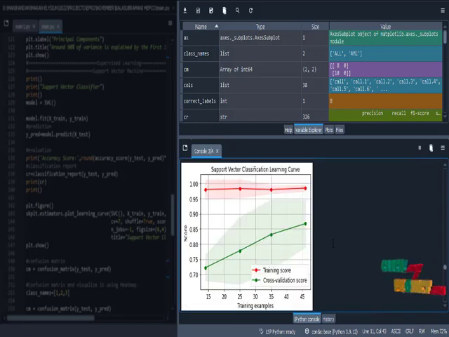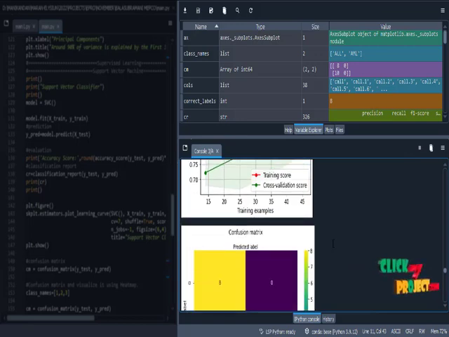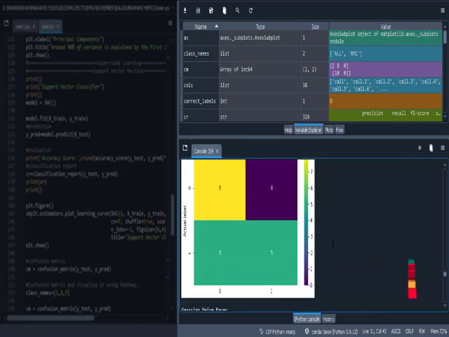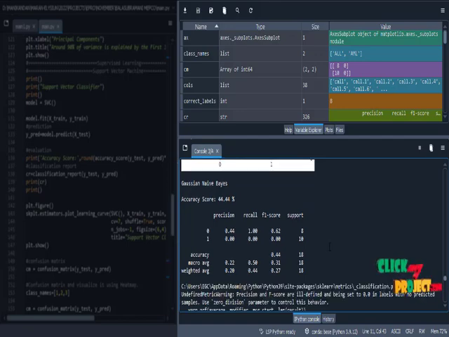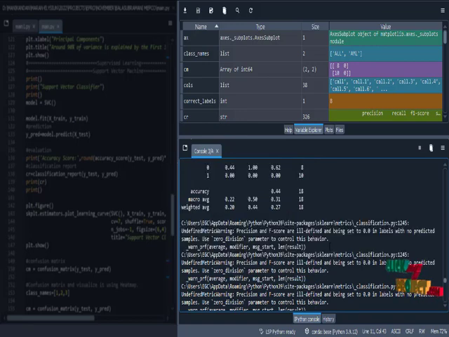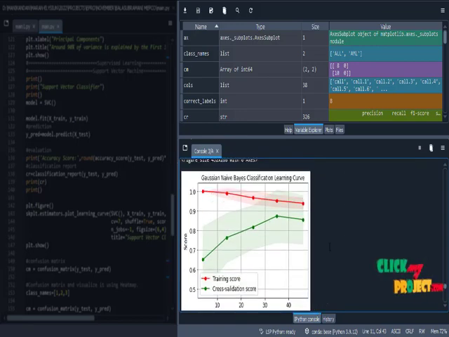And this is the learning curve for the support vector machine algorithm, and this is the confusion matrix diagram for the support vector classifier. And our second algorithm is the Gaussian naive-Bayes algorithm. The Gaussian naive-Bayes algorithm attains an accuracy rate of 44.44%, and this is the classification report for our Gaussian naive-Bayes algorithm. And this is the learning curve for our Gaussian naive-Bayes algorithm.